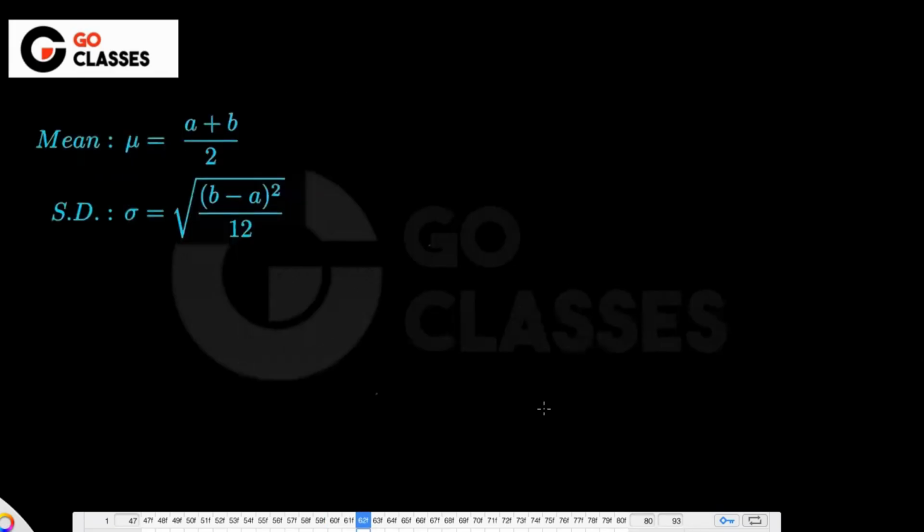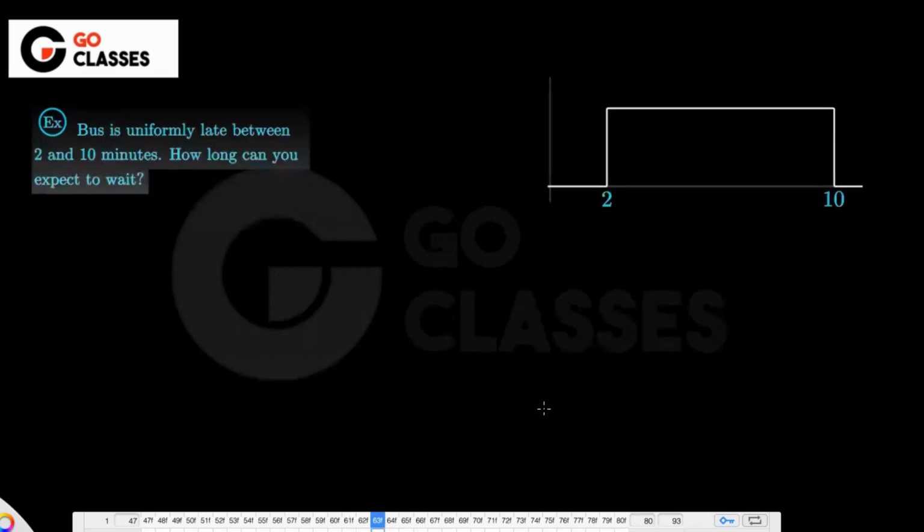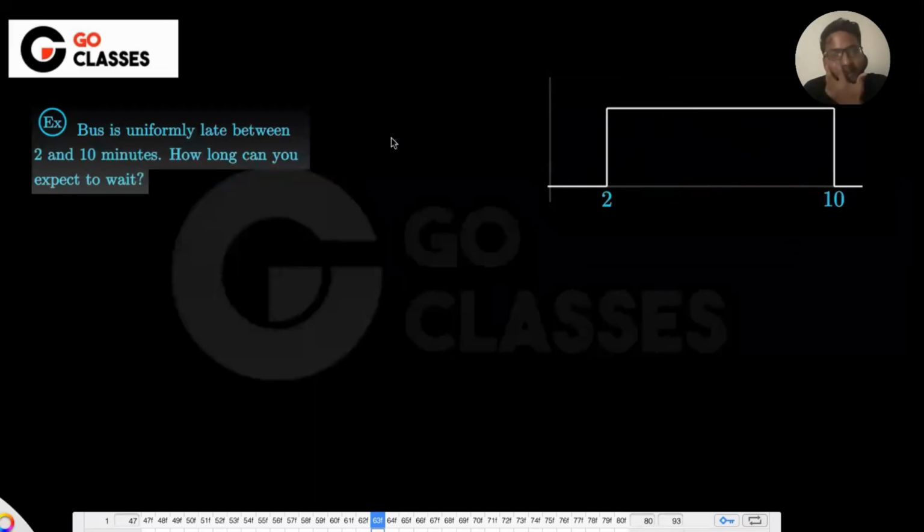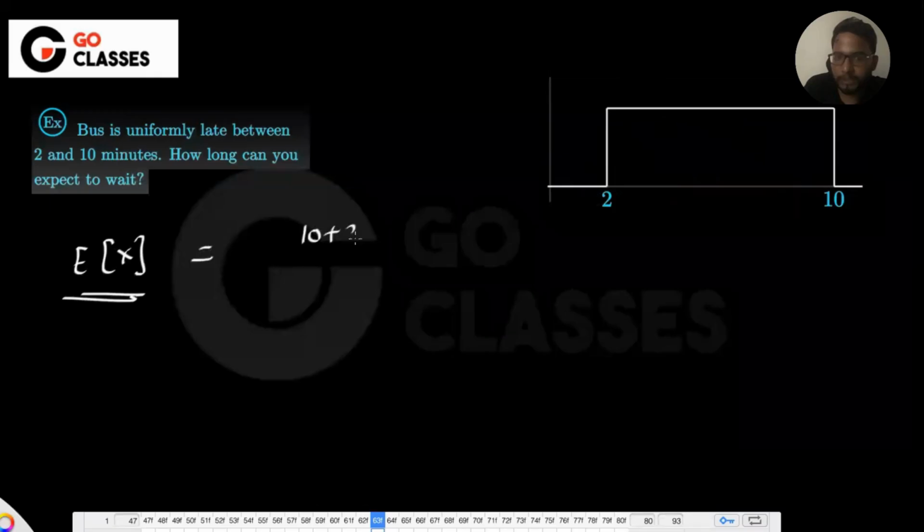Now let's just see some question. Suppose they are saying that the bus is uniformly late between 2 to 10 minutes. Now how long can you expect to wait? Which means the bus could be anywhere late. So basically x is a random variable that is uniformly distributed between 2 to 10. Now they're asking what is the expectation of x. I mean, on average, how much should you be waiting? It is (a plus b) by 2, which is (2 plus 10) by 2, which is just 6, right?